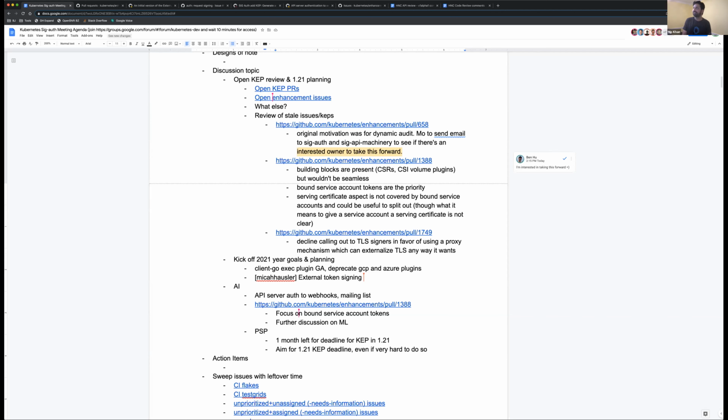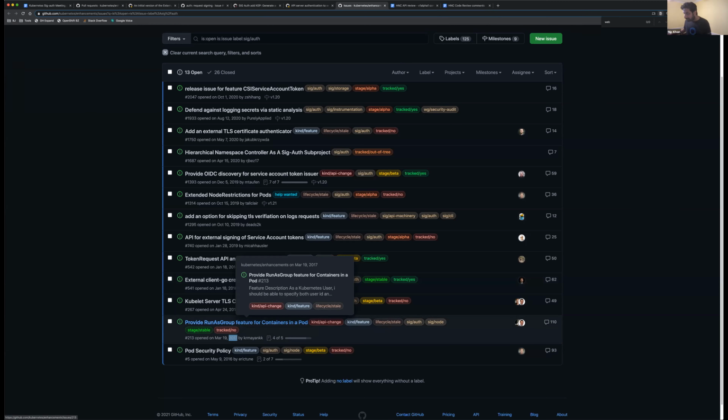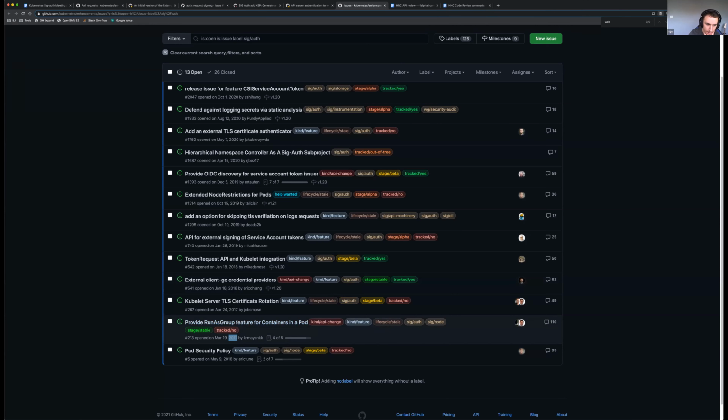Okay. All right. I think that's good for PSP. I don't know what this is. It's from 2017. That's maybe more of a sig-node issue than a sig-auth issue. I think, did it make it to stable? Does it just need to be closed? I can take an action item to follow up on that.